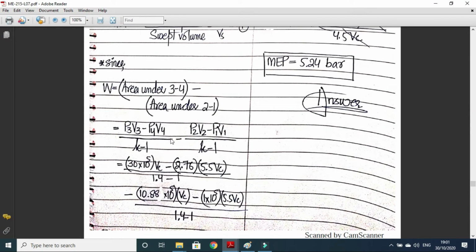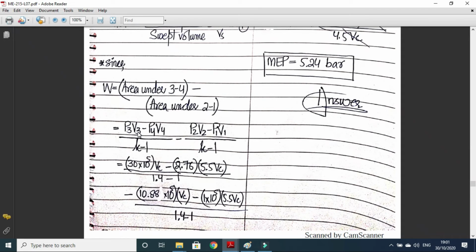Instead of that, we can represent all the volumes in terms of clearance volume, and then the clearance volume will be cancelled out if we divide by the swept volume, because we can also calculate swept volume in terms of clearance volume. So we put the values of P3. P3 is 30 exponent 5, 30 bar.